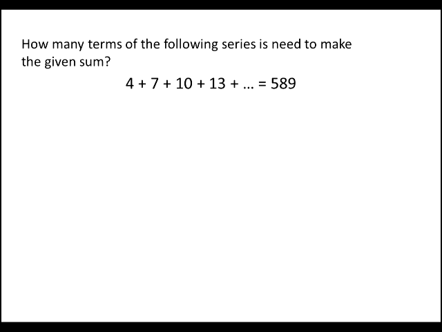And let's look at this one. How many terms of the following series are needed to make the given sum? So how long do we have to keep doing this sequence? When can we stop, when the total is 589? So let's write our formula down. But we know this time the sum is 589. So we're told this part. We have no idea what n is. We know what a is, and we can see the difference is 3 as well. So that's a there. The difference is 3. Don't know what n is, but we know that. So let's just pop those numbers in.